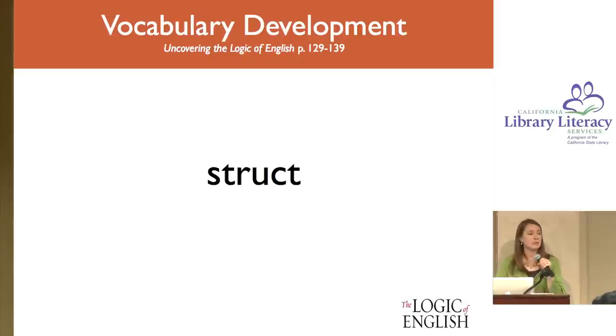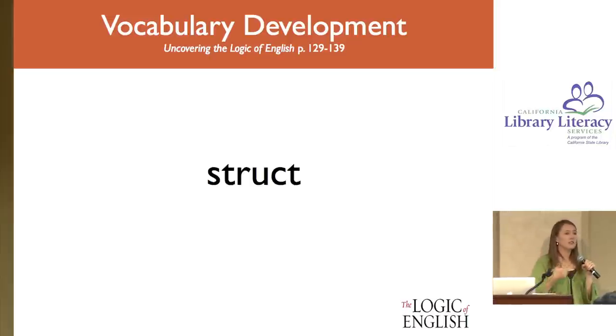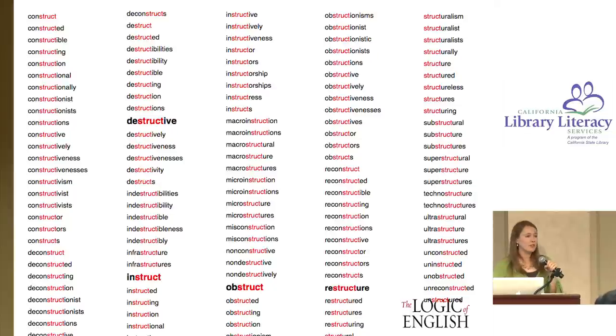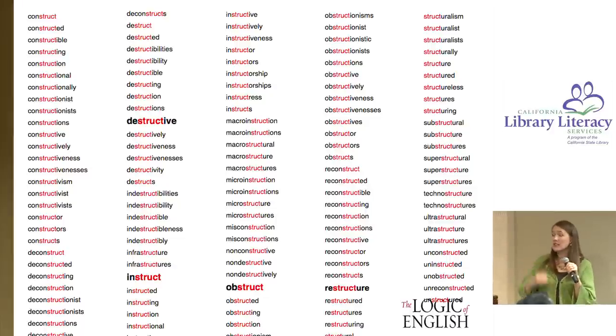What does struct mean? Do you have any ideas? What are some words that come from struct? Structure, construction, instruct, destruct. Here are all of the derivatives of struct. Notice destructive. D means to build down. So destructive means literally to build down.